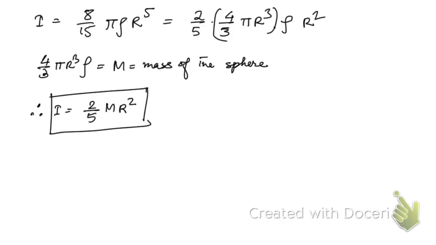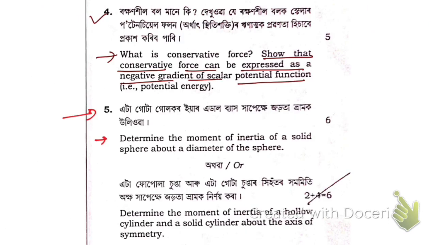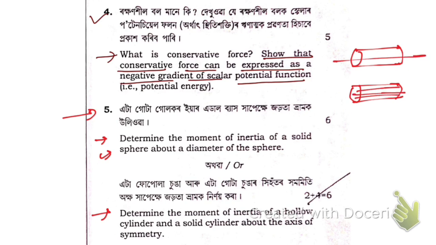So now let's move on to the next question. So here you see, same question number 5. Here we have: determine the moment of inertia of a hollow cylinder and a solid cylinder about the axis of symmetry. So we need to find the moment of inertia of a solid cylinder and a hollow cylinder about its axis of symmetry, meaning this axis, which is parallel to its length.